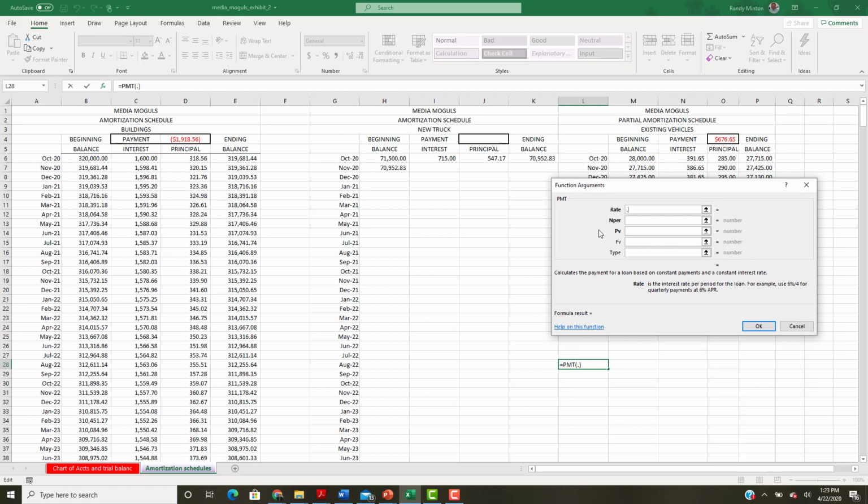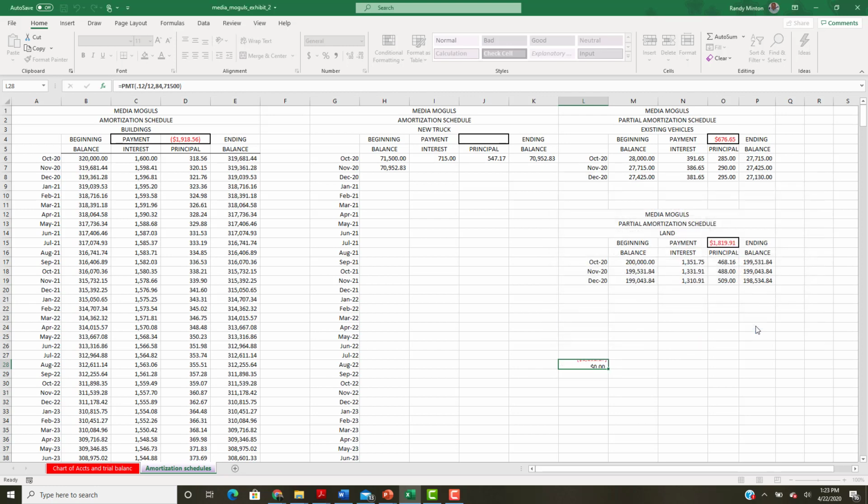And the rate is 0.12 divided by 12, or you could put it in as 0.01. But the rate here is 12%, but it's per month when you're paying on these. Second thing is it's an 84-month payment. And the final thing is it's a $71,500 vehicle. And so when I click OK, it gives me $1,262.17. Now that's the payment that includes the interest.